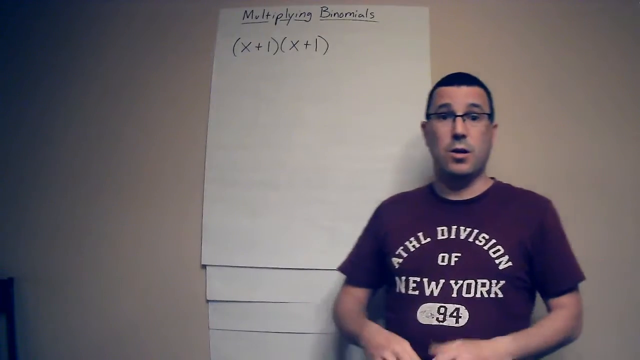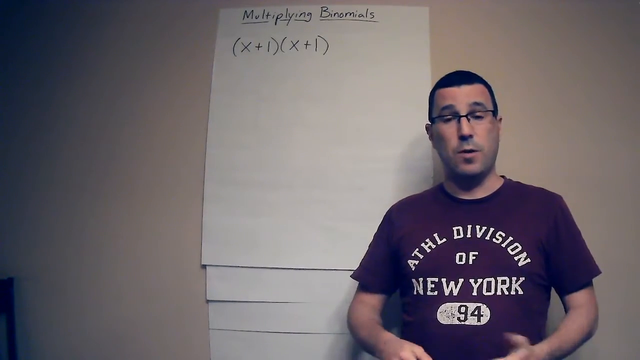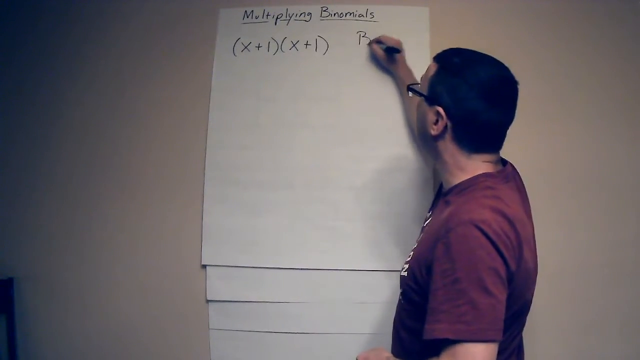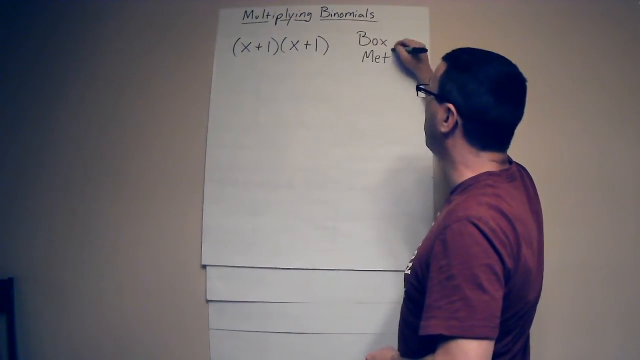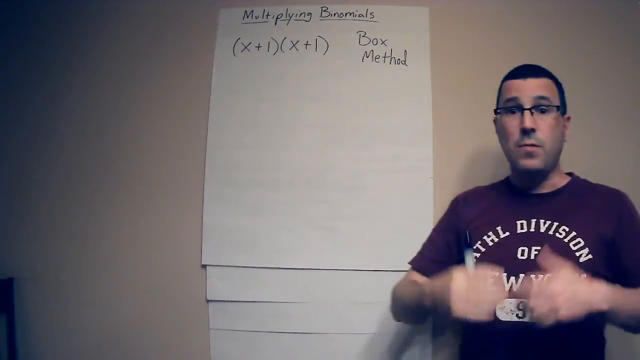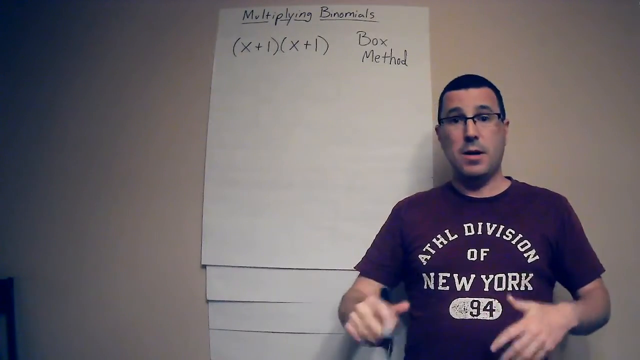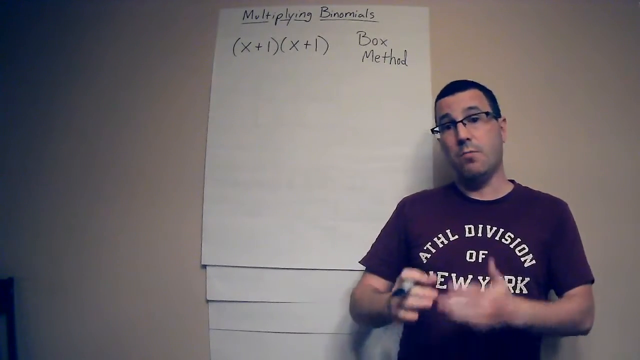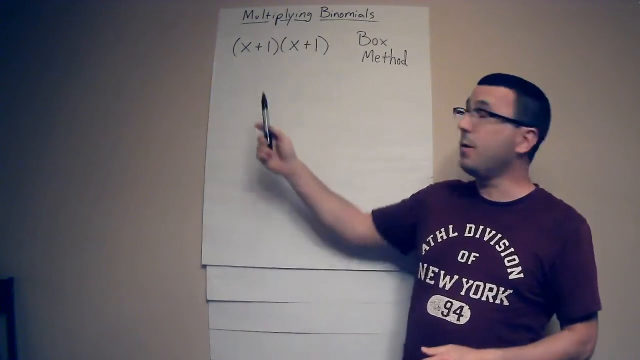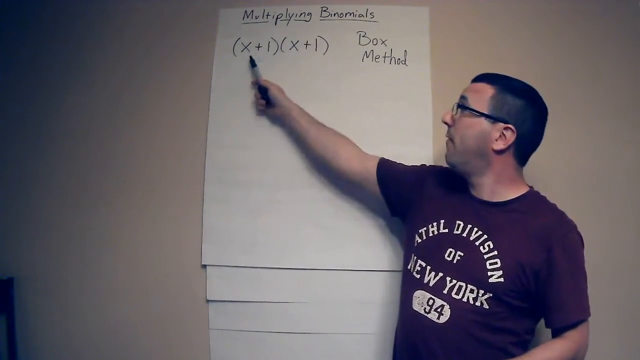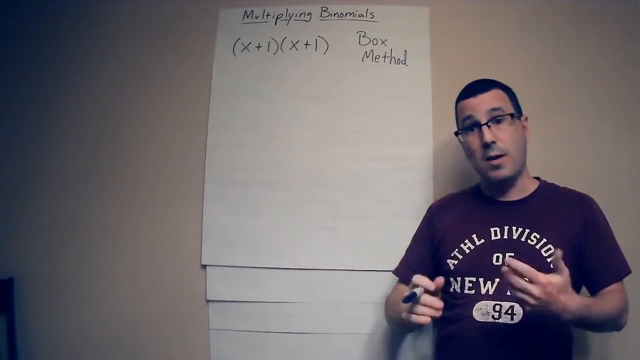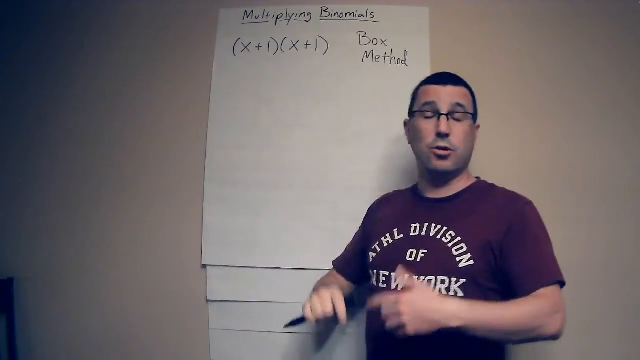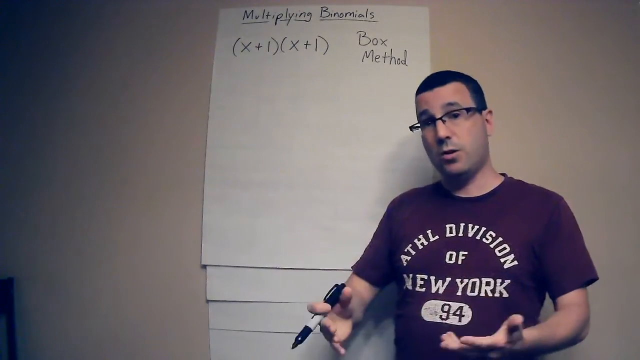So what we're going to do is multiply these binomials, and we're going to do it two different ways. The first way is going to be something called the box method. What that is, we're going to make a grid, a box, and we're going to use that to help us multiply these two terms. So we have these two binomials, x plus 1 times x plus 1. What we actually have here is we're going to be squaring a term. You'll learn more about that in a later video, but we're going to start off with this.